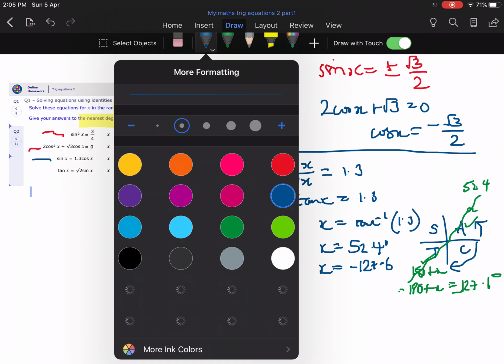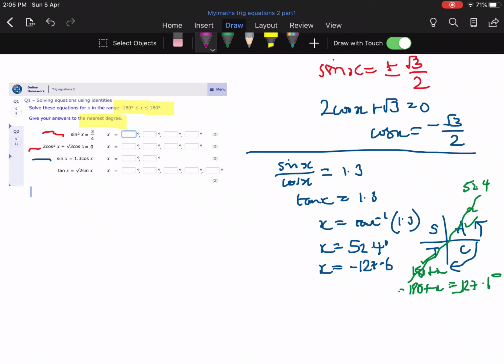Right, on to the trickier question, which was the last one. And what I've discovered is that using algebra, solving a trig equation, you can only find two angles, and then the others you need to spot from the graph. So let's see how this goes.